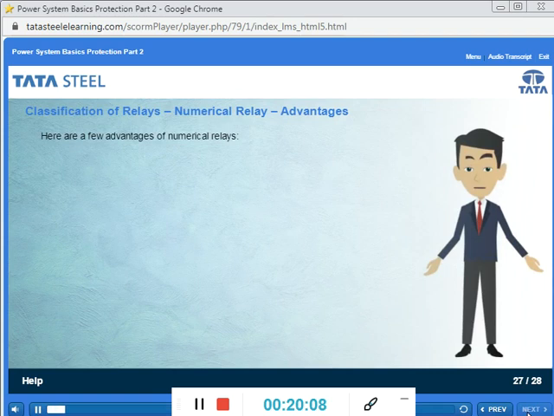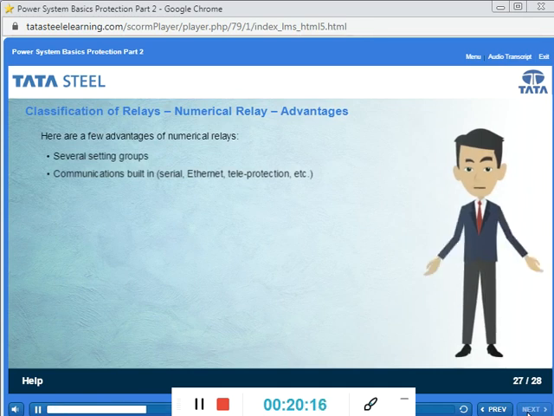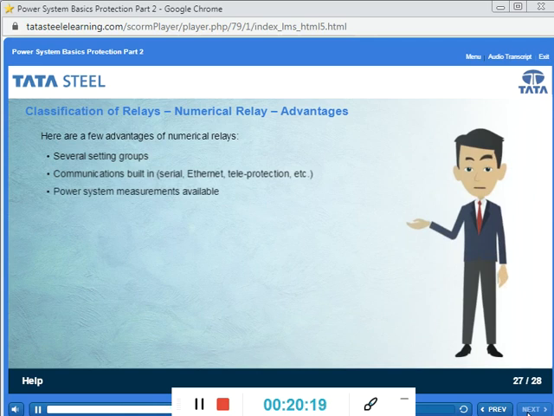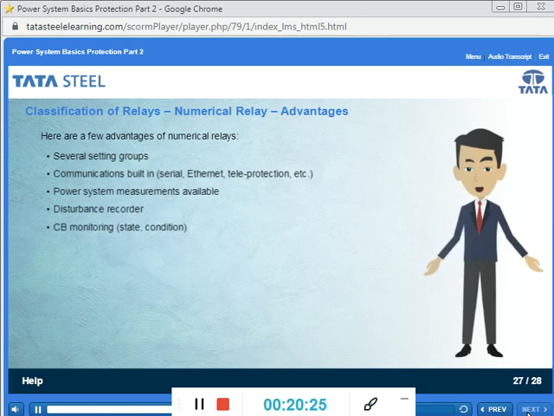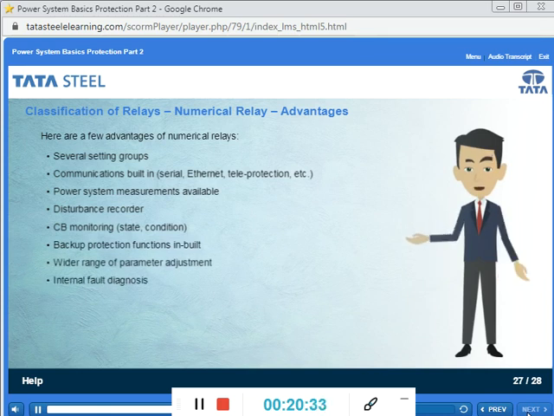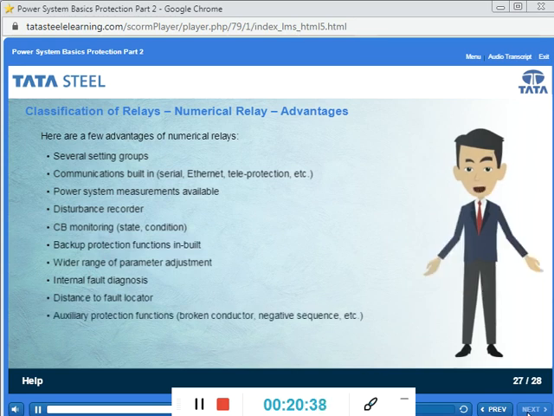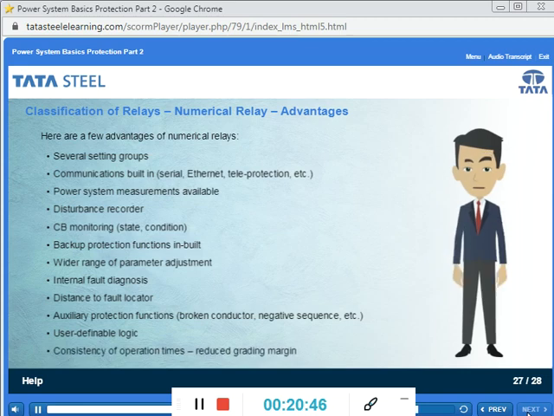The advantages of a numerical relay are as follows. Several setting groups, communications built in like serial, Ethernet, teleprotection, etc. Power system measurements available, disturbance recorder, CB monitoring means the state of CB and its condition, and backup protection functions inbuilt. Wider range of parameter adjustment, internal fault diagnosis, distance to fault locator, auxiliary protection functions like broken conductor, negative sequence, etc. User definable logic, consistency of operation times, reduced grading margin.